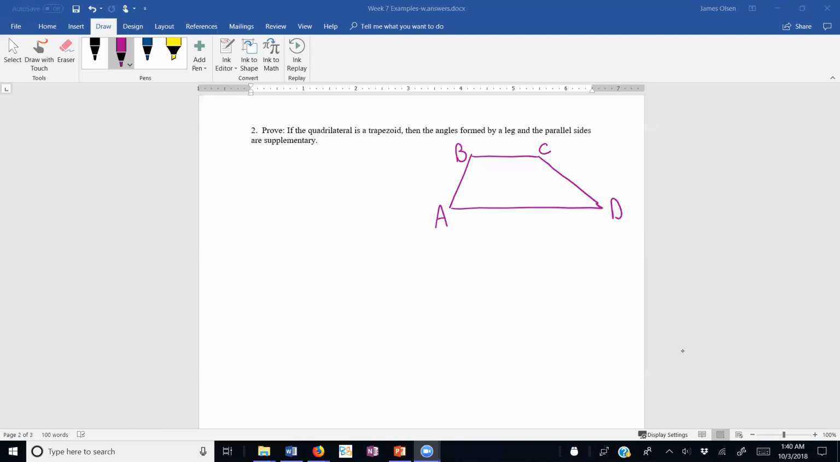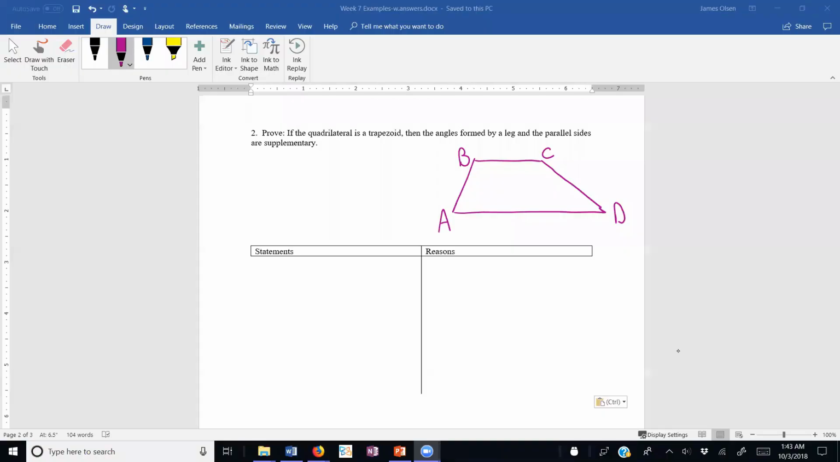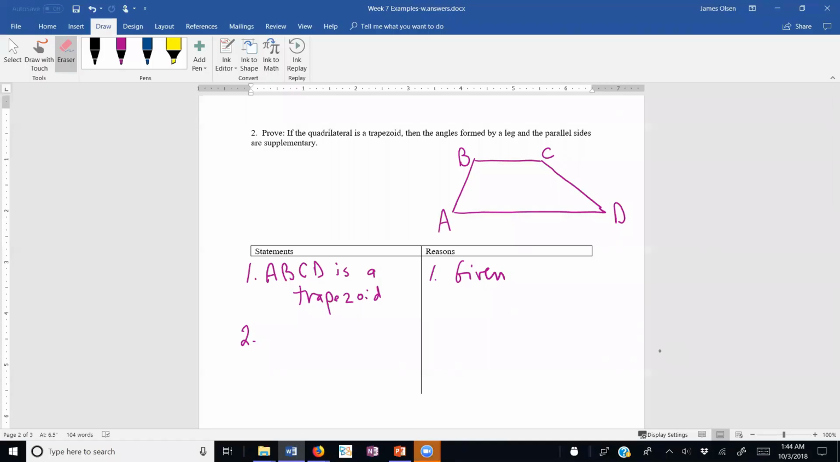This is going to be a very short proof. What should the first line of our proof be? ABCD is a trapezoid. This is our given information. It's the if clause of our theorem. What does it mean for it to be a trapezoid? It means that we have a pair of parallel sides. Let's make that statement too. Segment BC is parallel to segment AD by definition of a trapezoid. And now we can make our conclusion.